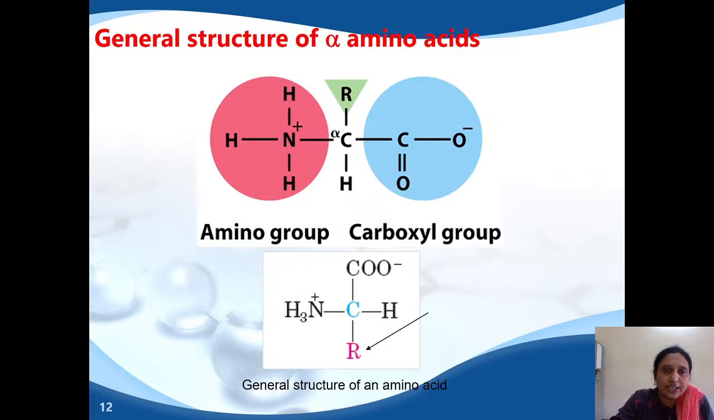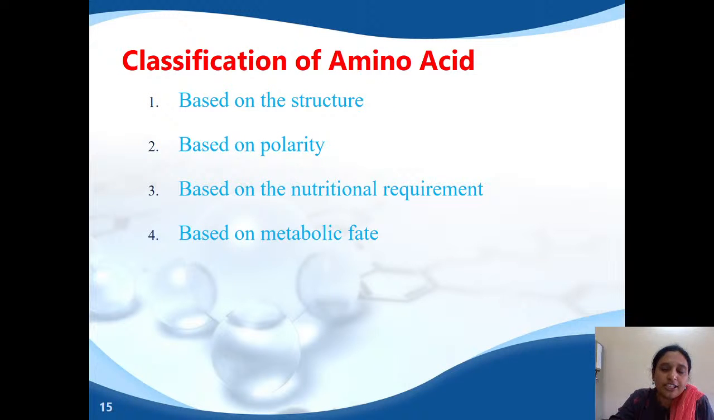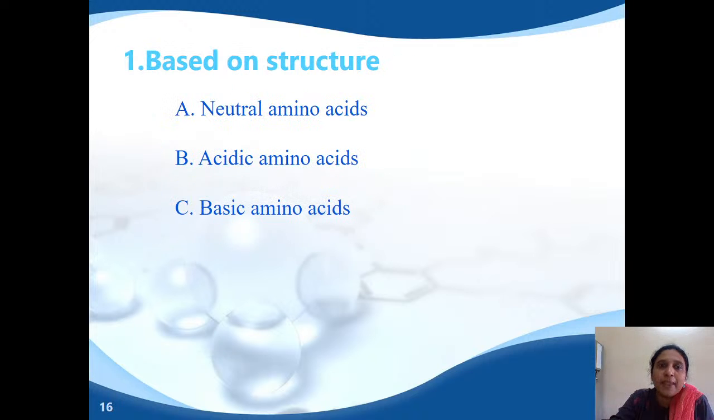Now this is the general structure, and these are the names of the 20 standard amino acids. They have been assigned a 3-letter abbreviation. These 20 amino acids are further classified into four classes: based on the structure of the side chain, based on solubility and polarity, based on the nutritional requirement, and based on the metabolic fate.